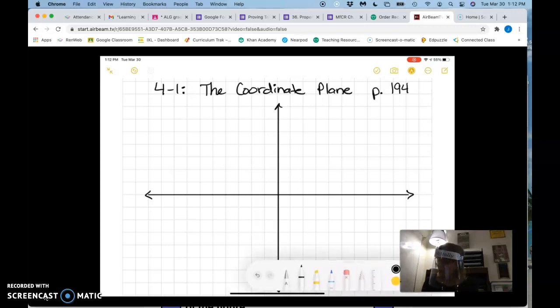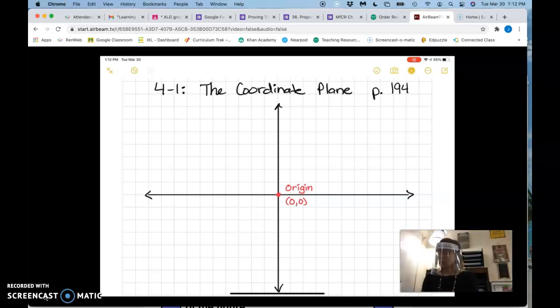So, what is the center of our coordinate plane called? It starts with an O. The origin. And the coordinates for the origin are 0, 0. Okay, so in that middle of the coordinate plane is where the zeros meet. The 0 of the x-axis and the 0 of the y-axis.